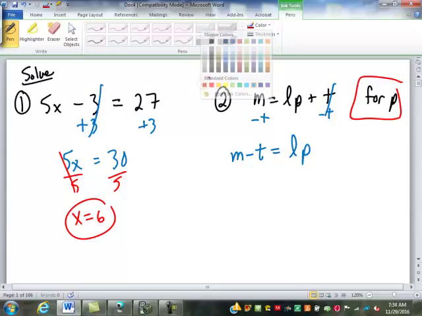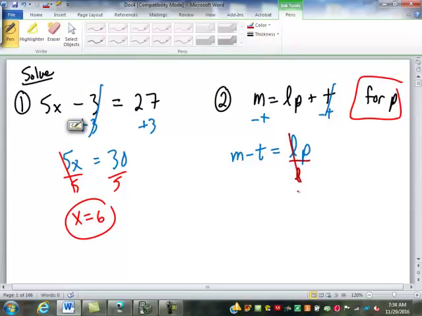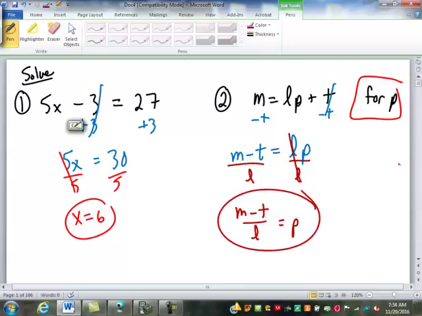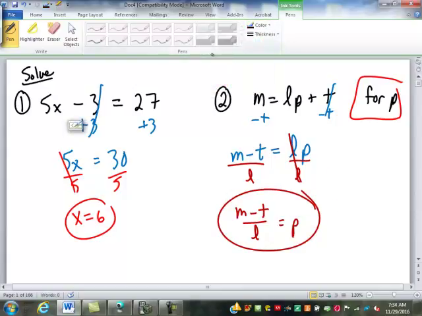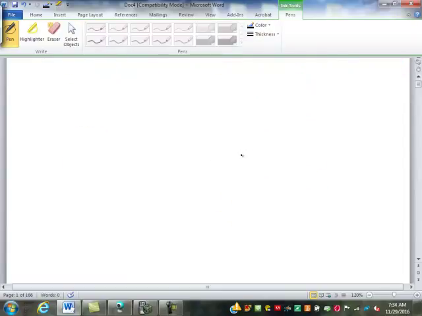What's next? L is multiplying P, so we get rid of it by dividing by L. M minus T divided by L, we're just going to keep that in fraction form. Is M minus T over L equals P. There it is. Any questions on those? Okay.